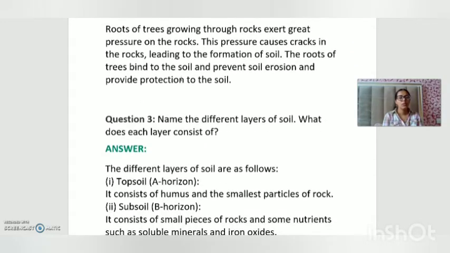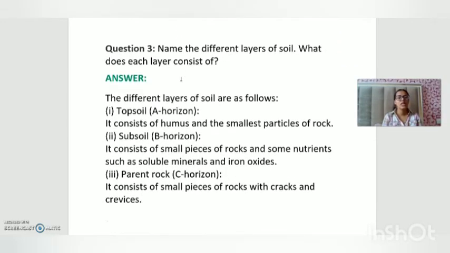So now moving further, what does question number 3 say? Question 3 is, name the different layers of soil. What does each layer consist of? Now you have to tell the different layers of soil. What are the different layers of soil? We have watched it in the video also.